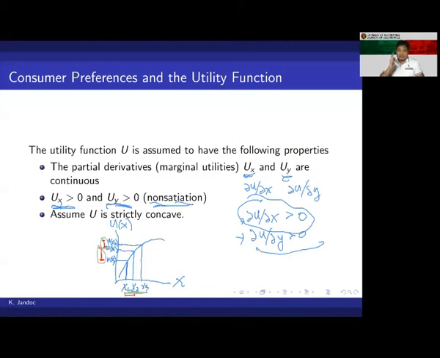Again, if you consume from x1 to x2, say an additional 1 unit, the change in utility will be higher than the change in utility when you consume x3 from x2. What I mean is this increase in utility will be smaller. So that's a direct consequence of the assumption that u is a strictly concave function.